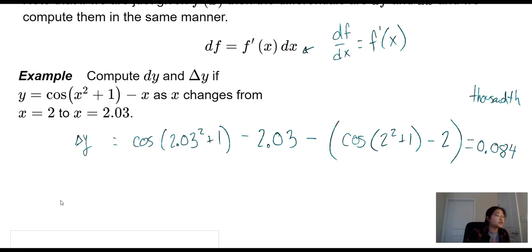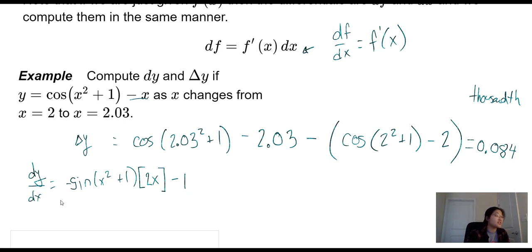What about our differential? So our differential requires us to take our derivative of y. So let's just take dy/dx and look at that. With the chain rule, we have our outside function is cosine, so the derivative of that is negative sine of x squared plus 1, but now I need to take the chain rule, so I take the derivative of the inside function, and that is a 2x. And then this minus x, when I take the derivative, the slope of that is 1. So I have dy/dx is negative sine of x squared plus 1 times 2x minus 1.